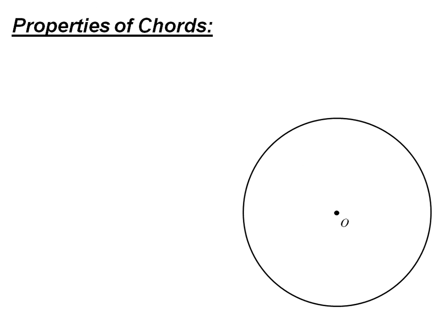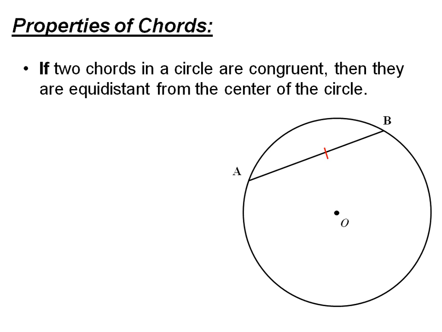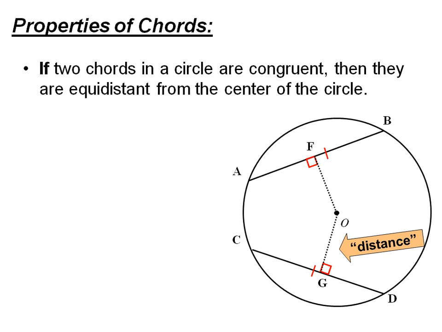Now, further properties of chords. Third, if two chords in a circle are congruent, then they are equidistant from the center of the circle. So, in this particular case, when given chord AB and chord CD, both chords are equidistant from the center. And remember, the distance from a point to a line or a segment is measured along the perpendicular. So, these two particular perpendiculars drawn from the center of the circle to the chords are both congruent.